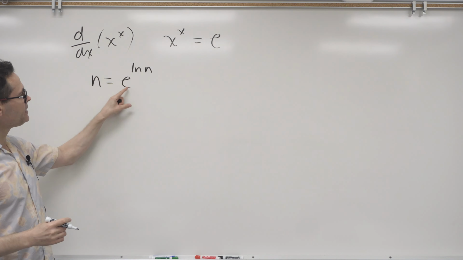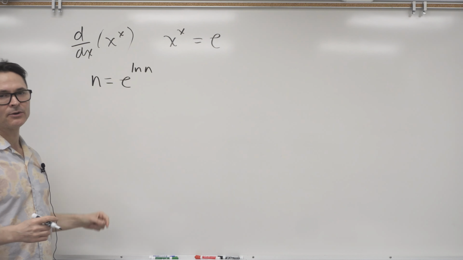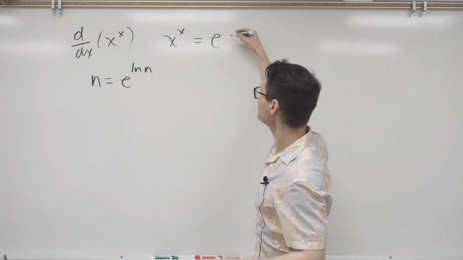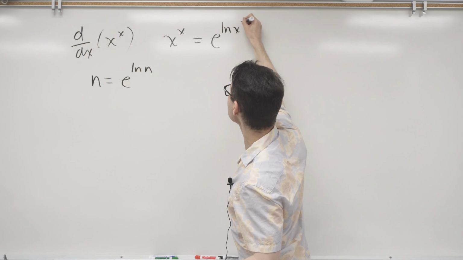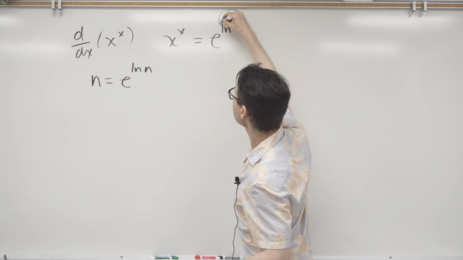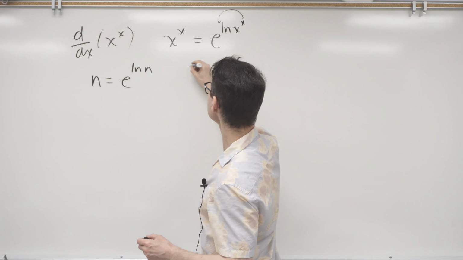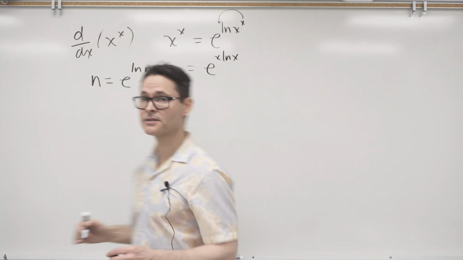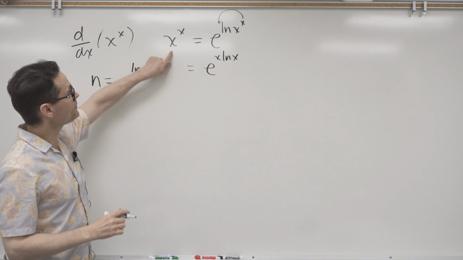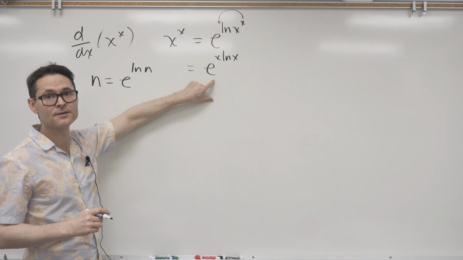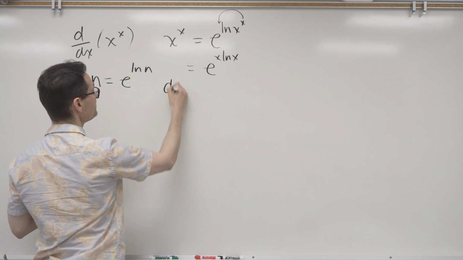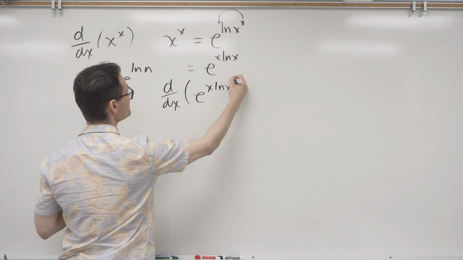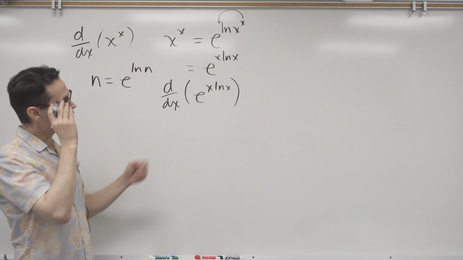You sort of think of the e and the ln as cancellation. So that means that x to the x can be written as e to the ln of x to the x. And this x can now be brought down as a coefficient. So that's equivalent to e to the x times the ln of x. And what I could do now, if I want the derivative of this, and they're equivalent, is take the derivative, d by dx, of e to the x ln x. And this is all in terms of x now.